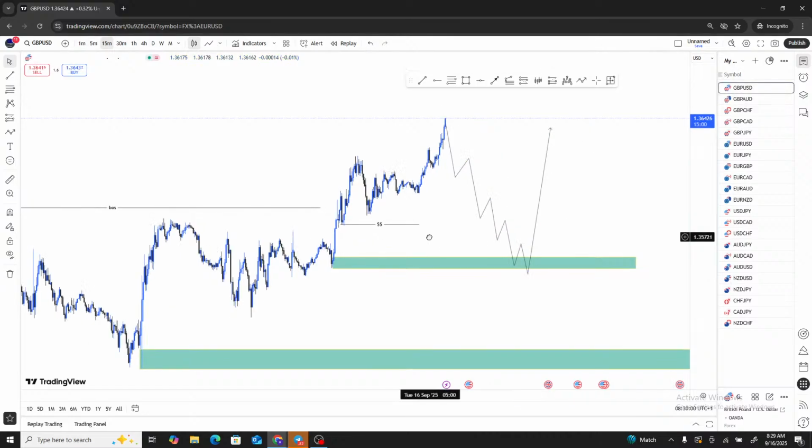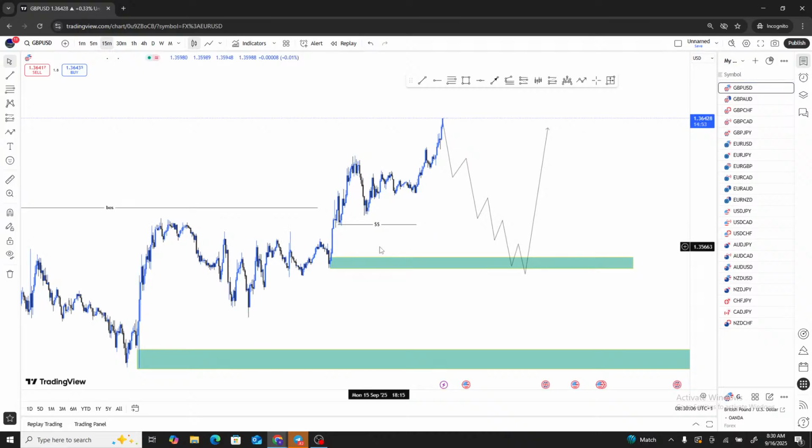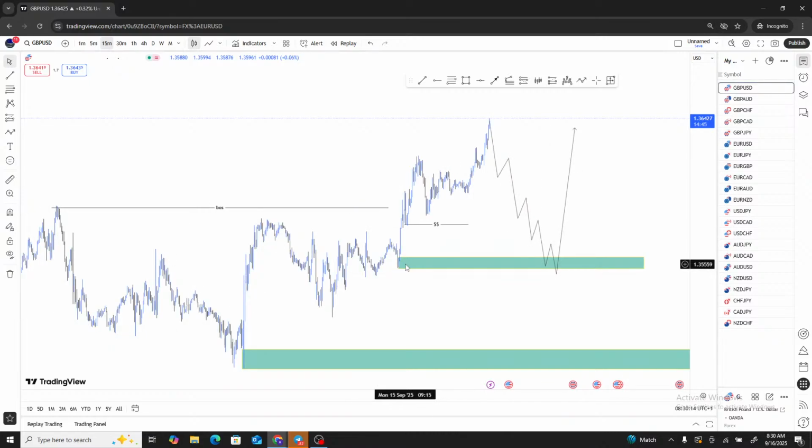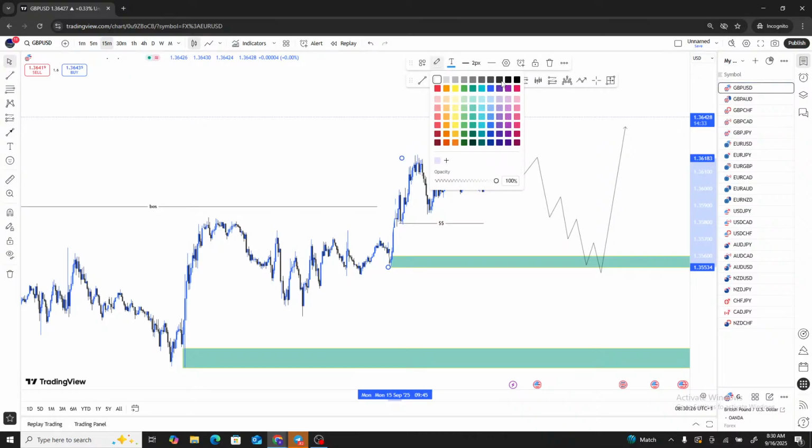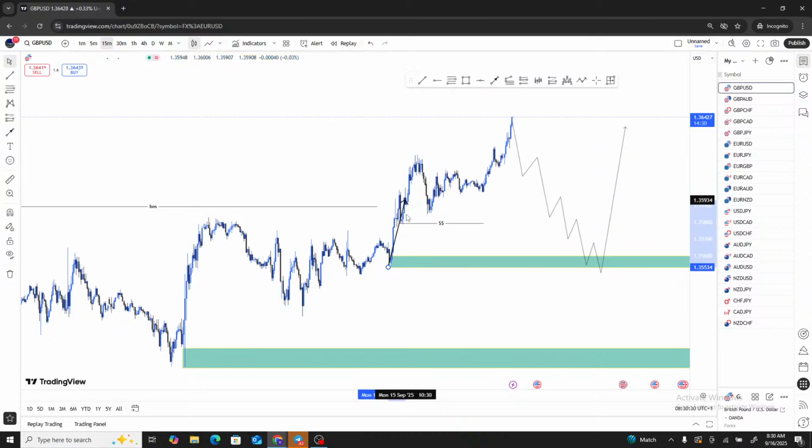Why is this order block very valid? First of all, our order block is usually valid if it breaks structure. As you can see, this was a movement that broke structure. This movement broke structure. That is our number one criteria. The movement must break structure. That order block must break structure.